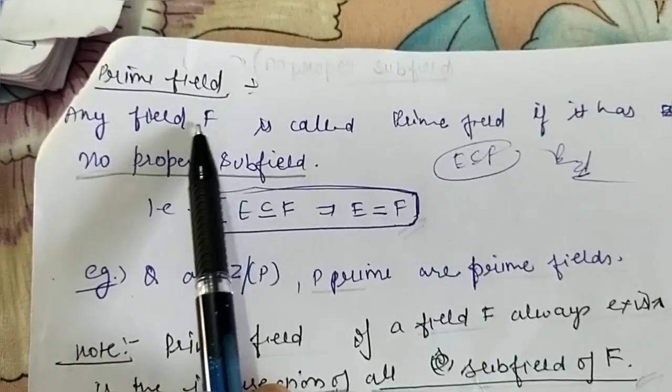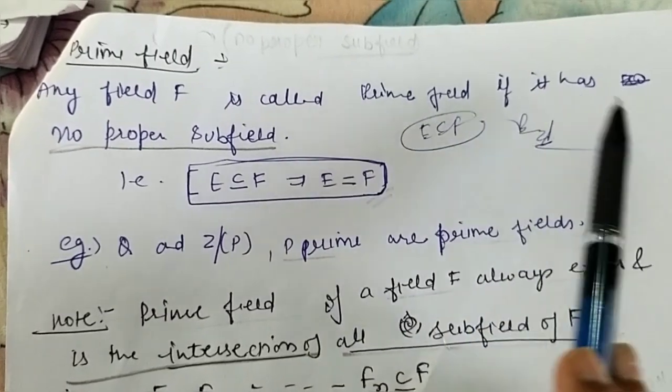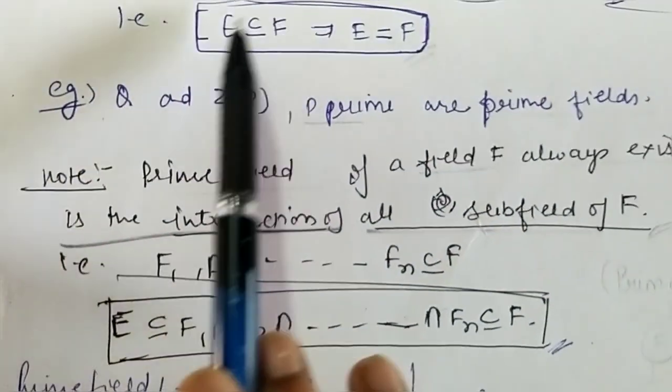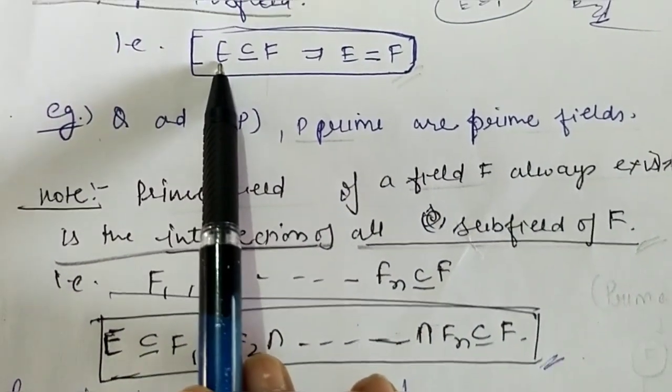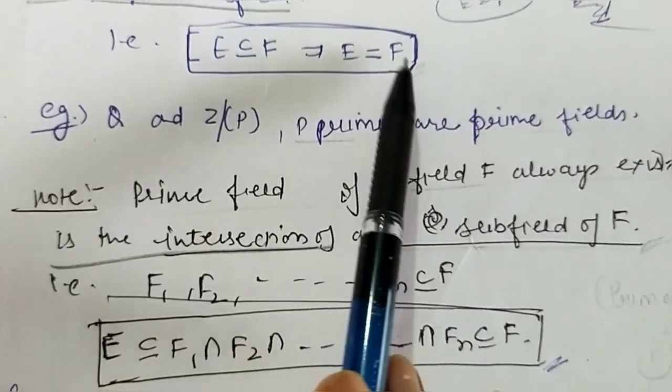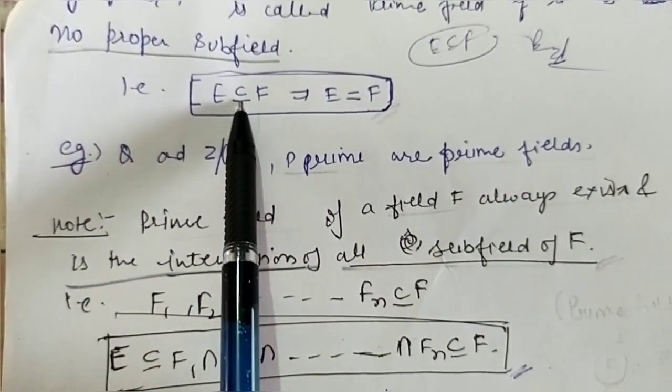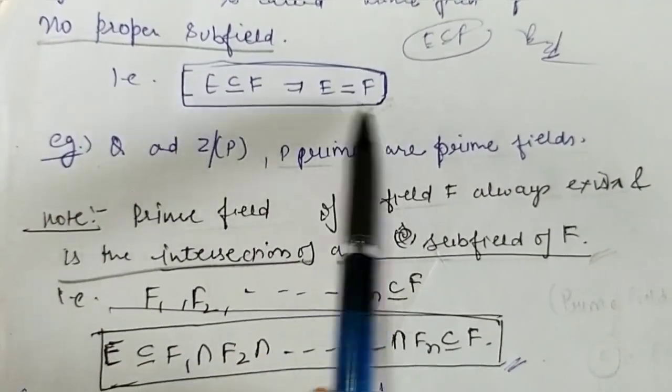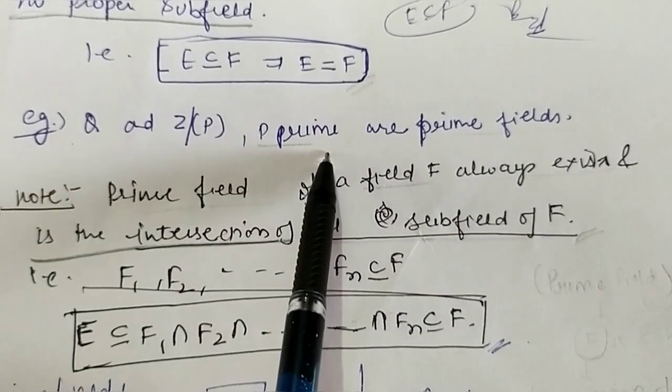Now prime field. Any field F is called a prime field if it has no proper subfield, that is, E is a subset of F implies that E is equal to F. Q and Z/p are prime fields. Okay.